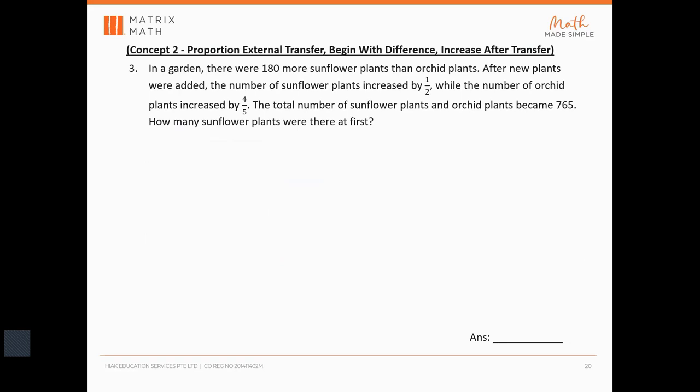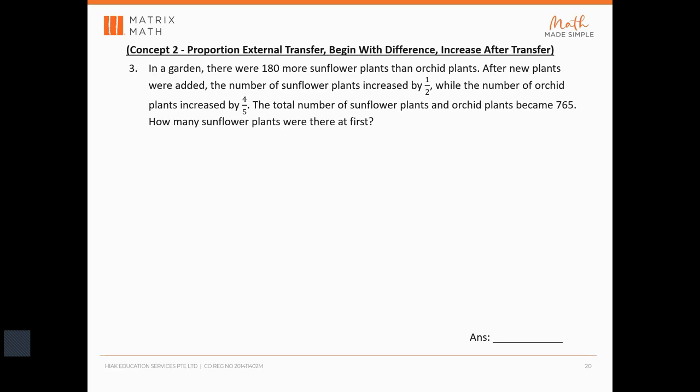Okay, now for this concept, this is also using model, but the difference between this concept and the previous concept is that for this one, we are showing an increase after the transfer. Okay, for concept one, it's a decrease after the transfer. So you're actually transferring out, okay? This one is transferring in. So there is increase. Okay, let's look at this question.